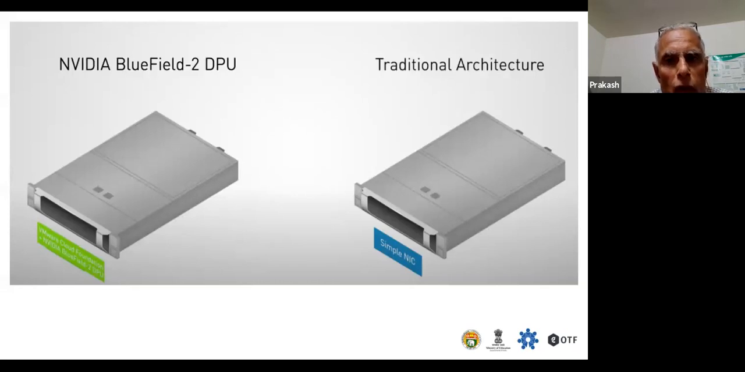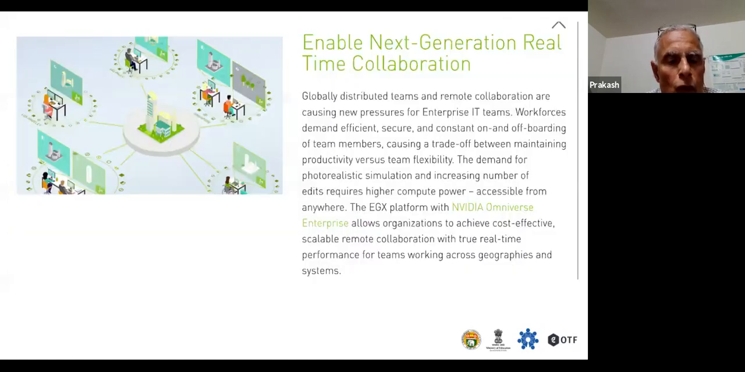So here you can see the traditional architecture. Generally, we have a simple NIC, that is network interface card. Instead of that, in the BlueField, which is a DPU, BlueField 2 I'm talking of, here you see the smart NIC being part of it. So any GPU with a NIC and all that is the difference between the traditional architecture and the BlueField for the data center. So there are applications of this.